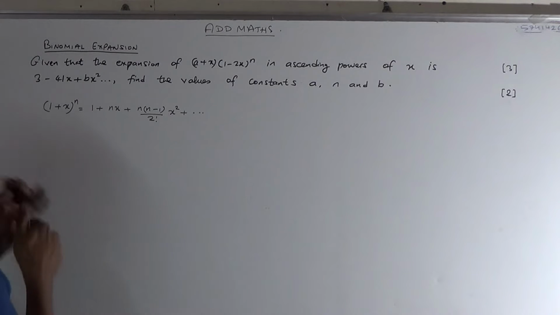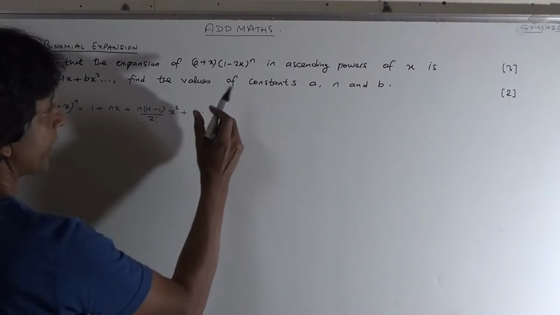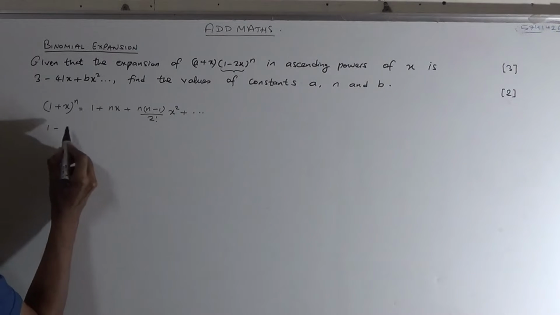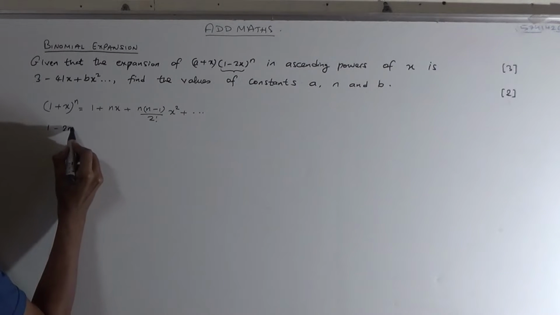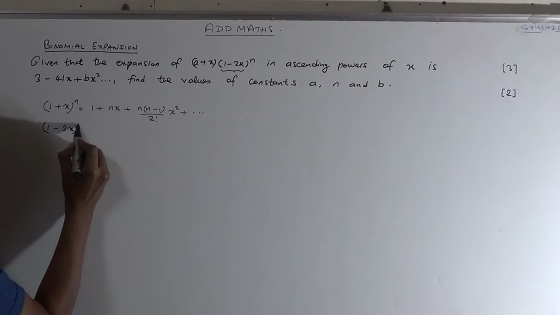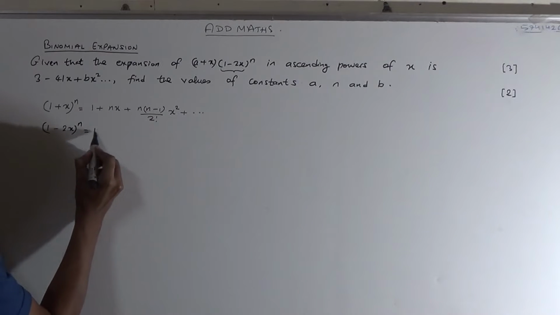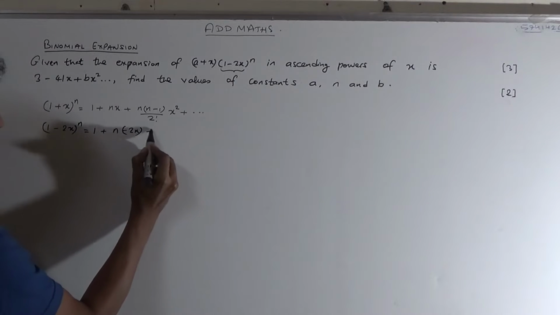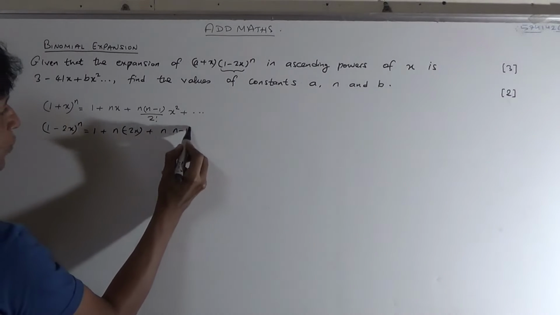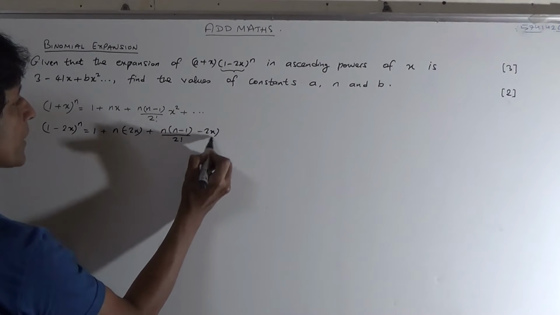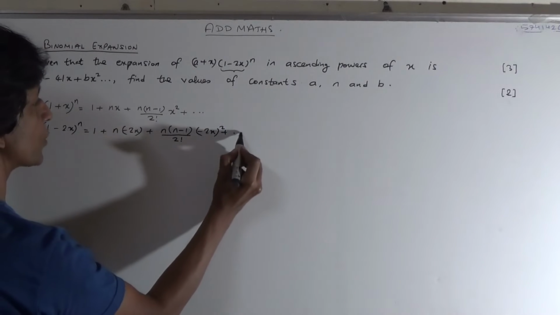Right, so here we go. I can take this as the first one, (1 - 2x)^n. Why? Because it's in the form of this formula here. So I've got 1 + n times (-2x) + n(n - 1)/2! times (-2x)^2 + and so on.